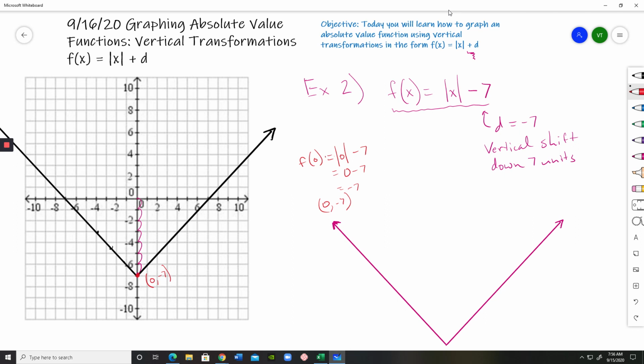Let's go ahead and try another point. What happens if I try this one here, which is 5 comma negative 2? If I input 5, I should get a negative 2. So f of 5 equals the absolute value of 5 minus 7, so we get 5 minus 7, which is negative 2. So it works. This graph does indeed represent f of x equals the absolute value of x minus 7, and the only thing we had to do was take our parent function and lower it 7 units.